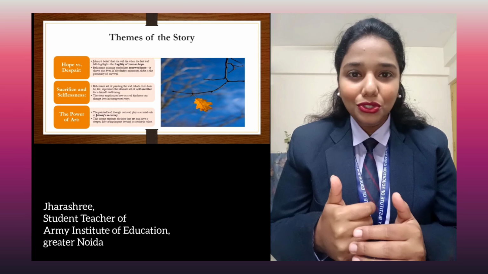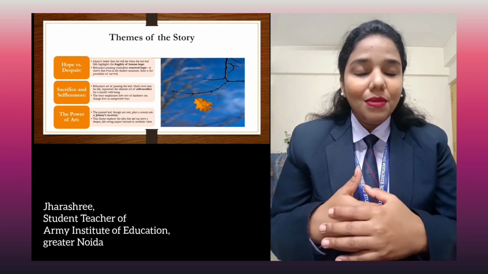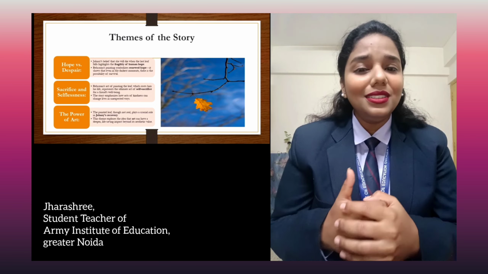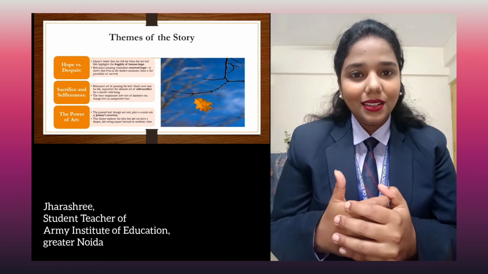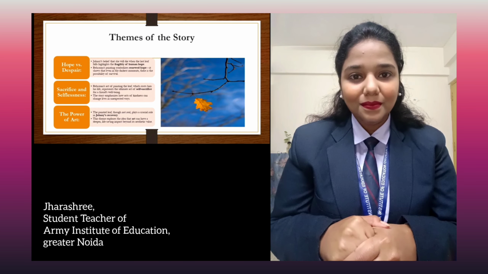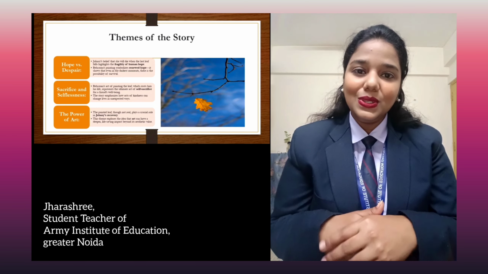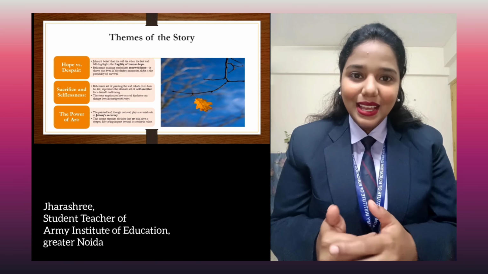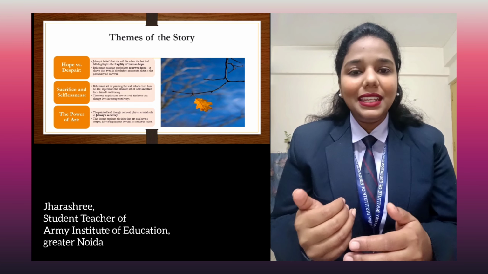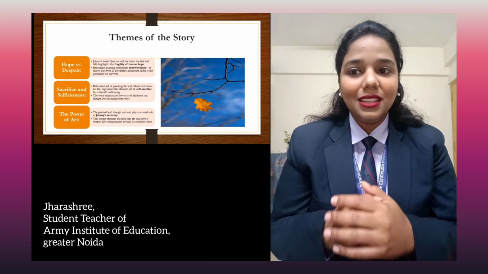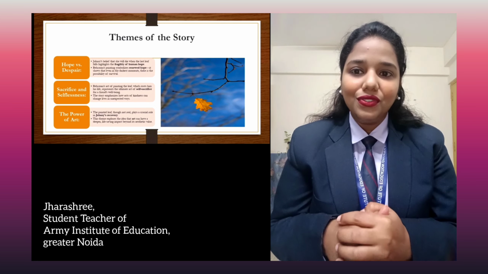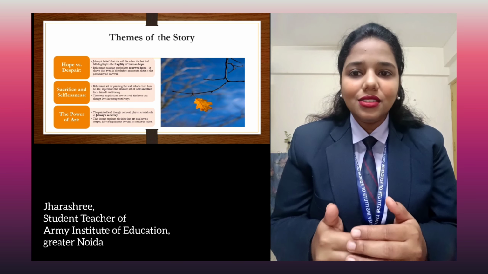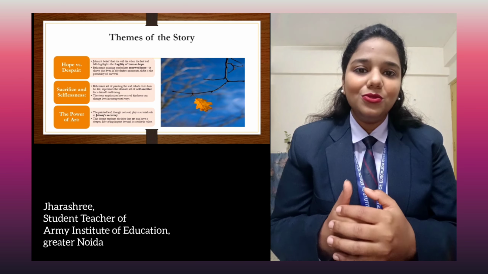And talking about hope, we can quote that Behram's painted leaf restores her hope, showing that even in the darkest moments, hope can prevail. The second theme that we are going to discuss is sacrifice and selflessness. Undoubtedly, Behram's act of painting the leaf, which cost him his life, highlights the power of selflessness. This story teaches us how small acts of kindness can bring profound change.